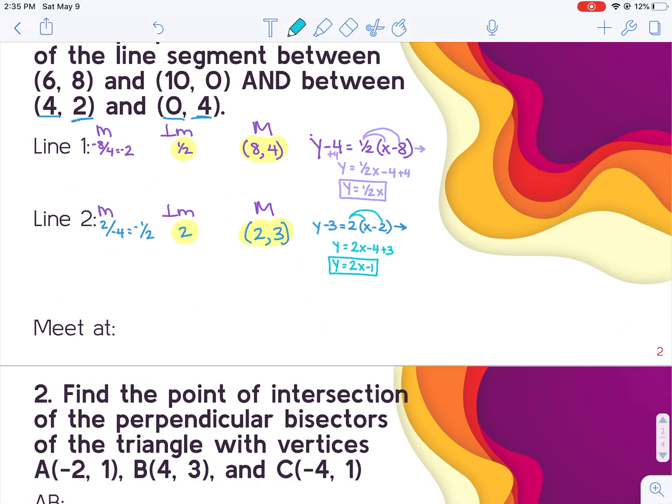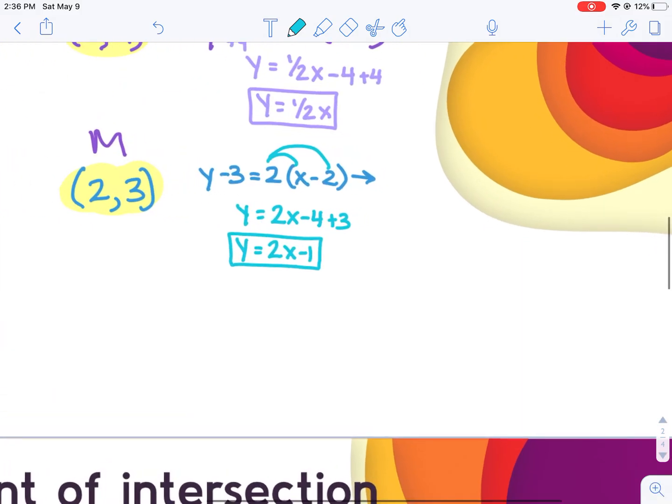I want to know where these two lines meet. Right now I have them both set up to be y equals something and y equals something else. Well, if these two things both equal y and I want to know where y is the same, I'm going to set them equal and solve. So I'm going to say 1/2 x equals 2x minus 1.